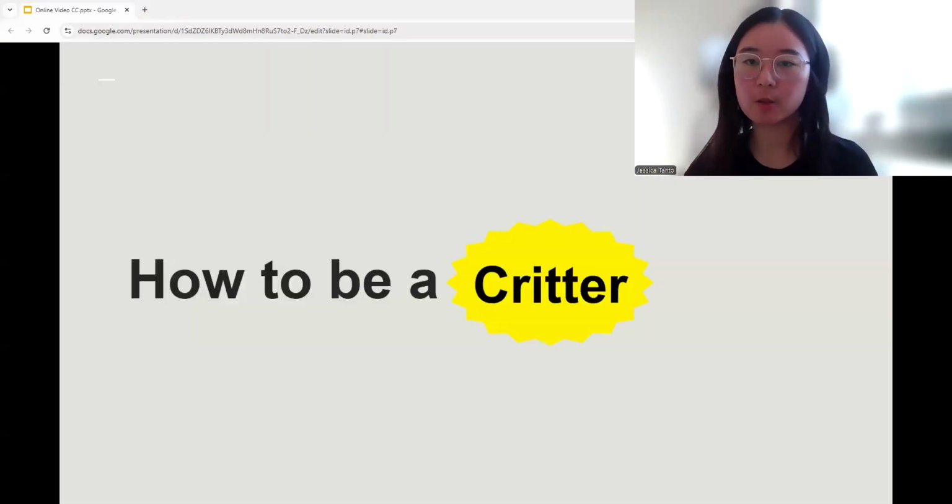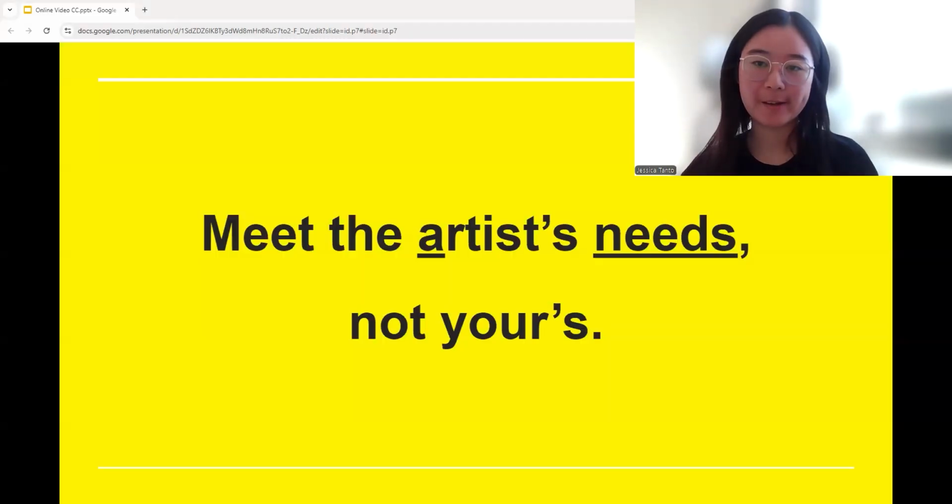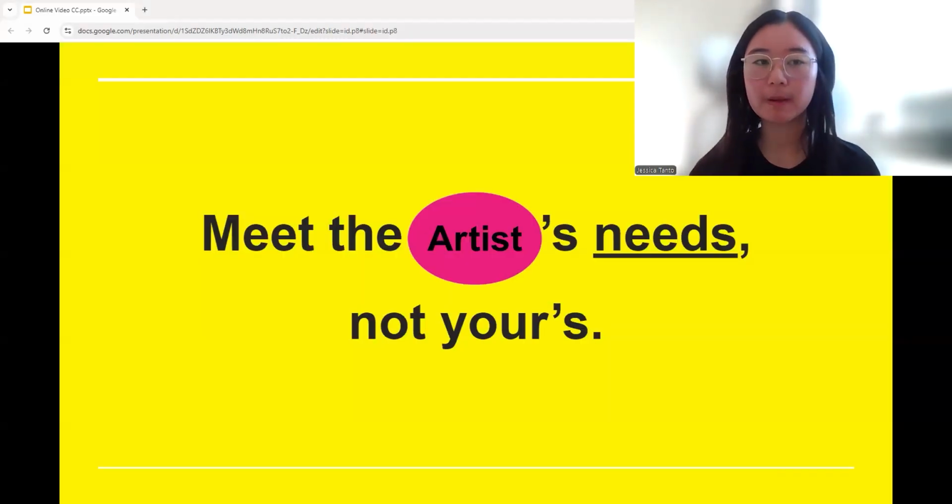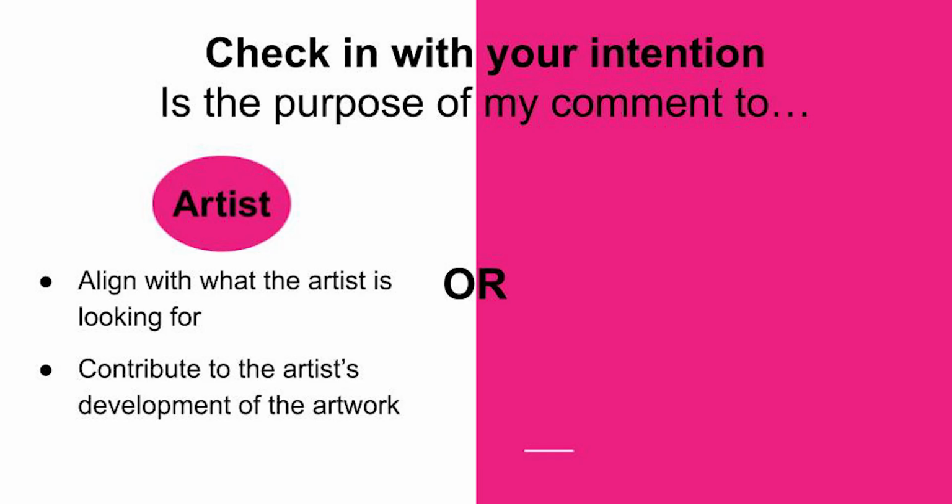We're going to move on to the critter's role. As a critter, it's important to always remember that your job is to meet the artist's need, not your own. One way to do this is to check in with our intentions for the critique we are about to offer. As critters, our job is to provide critiques that benefit the artist rather than ourselves. So a simple question you can ask yourself is, does this comment align to what the artist is looking for and can contribute to the development of their work?